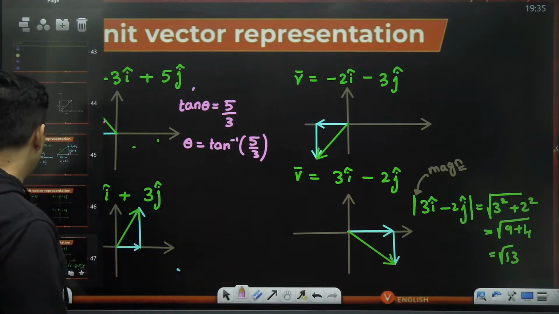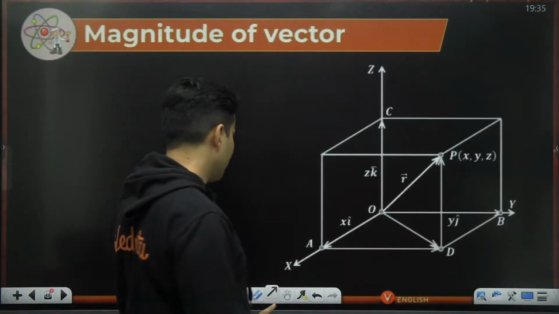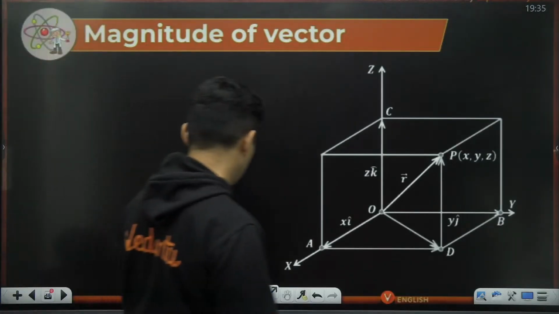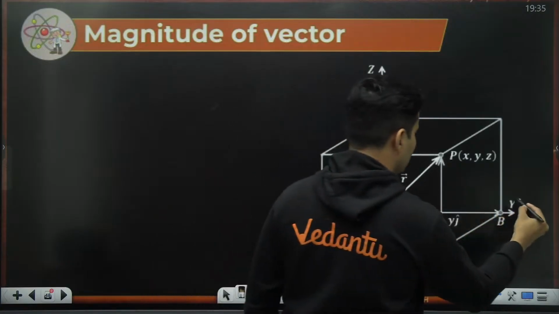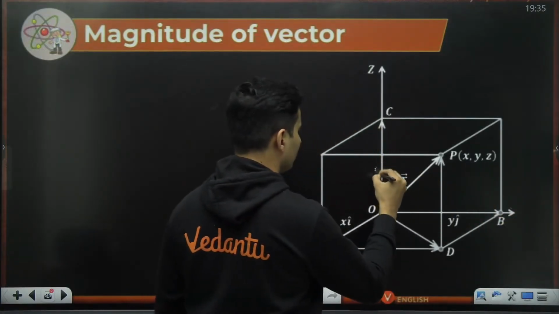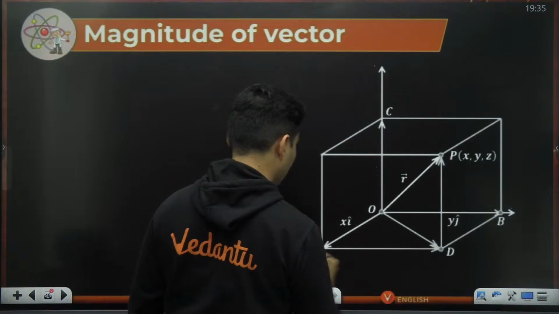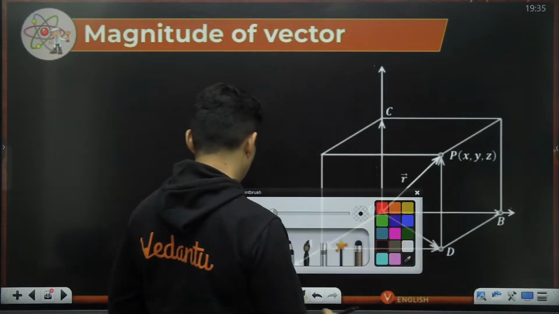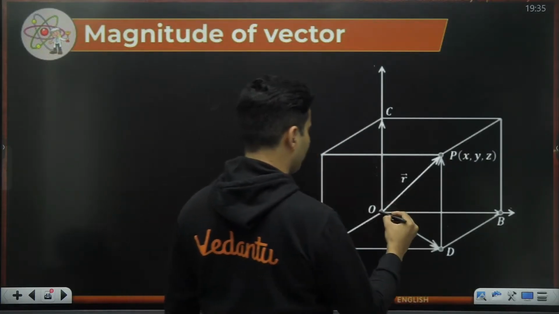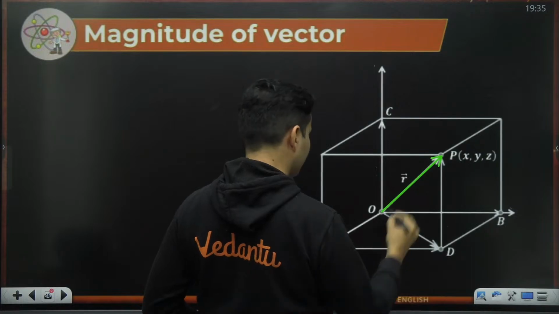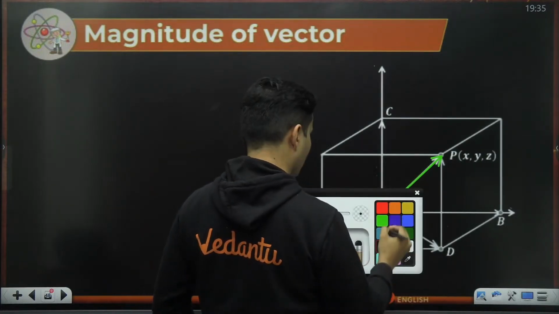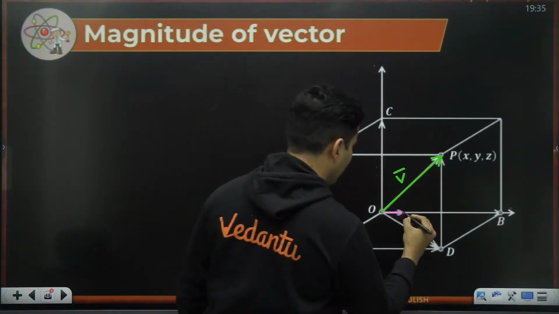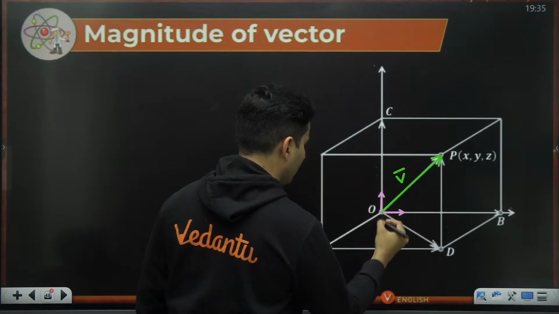But sir, what if the vector is in 3 dimension? Don't worry, guys. Here it's not that diagram which I want, but still, I'll just rewrite it. So let's say this was our vector, V vector, and we have our I cap, and then J cap, and then K cap over here.